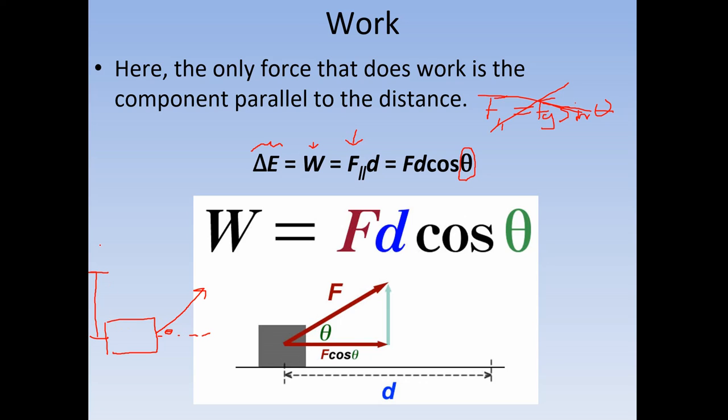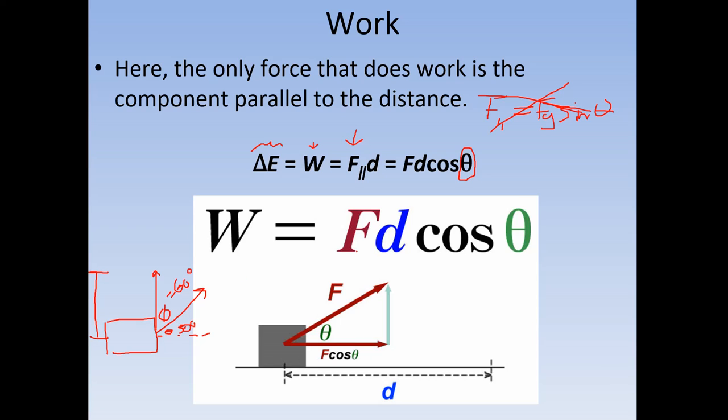Since this is a vertical displacement, the angle that I need to actually look at is this one. So if this was 30 degrees, then when I do F d cosine theta, I wouldn't use 30, I would use this, so that it's the angle between the displacement, which is vertical, and the force. So I would end up using 60 degrees.